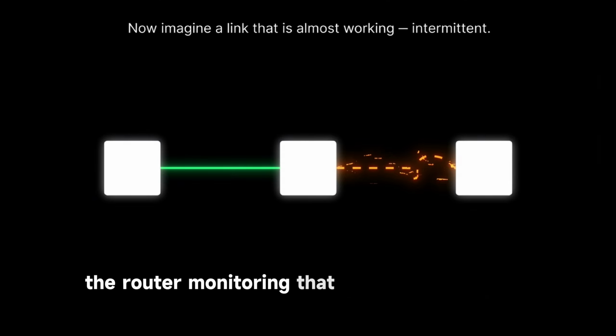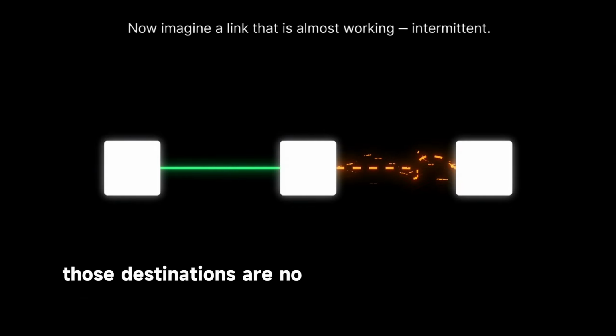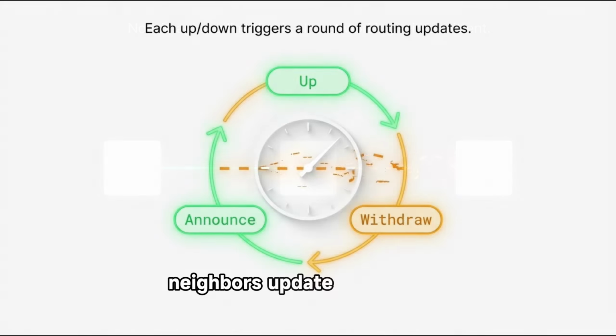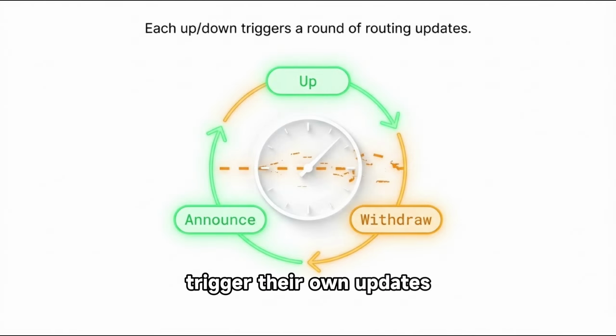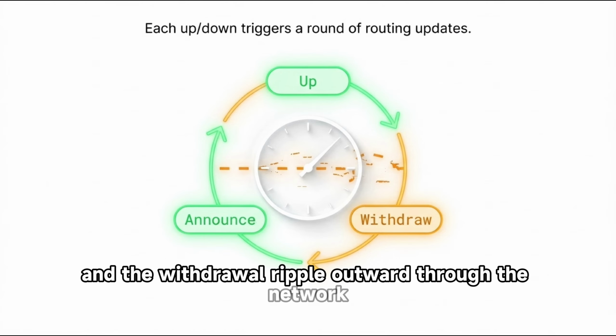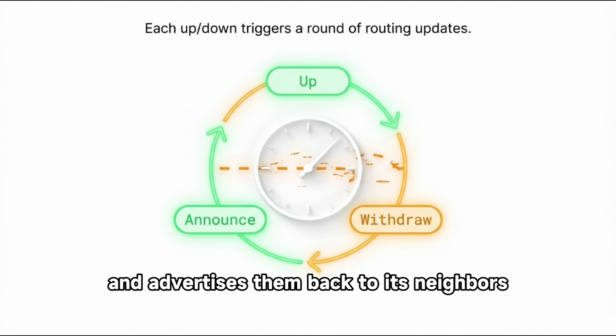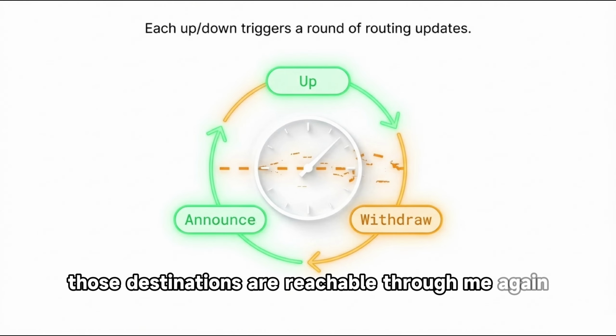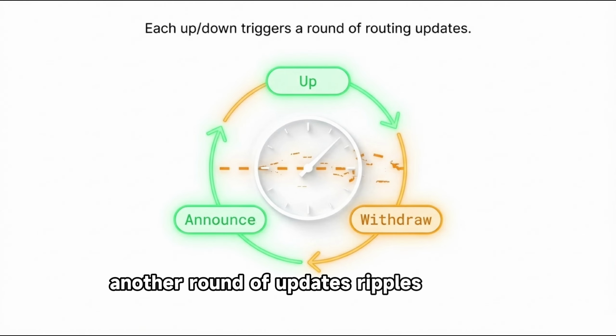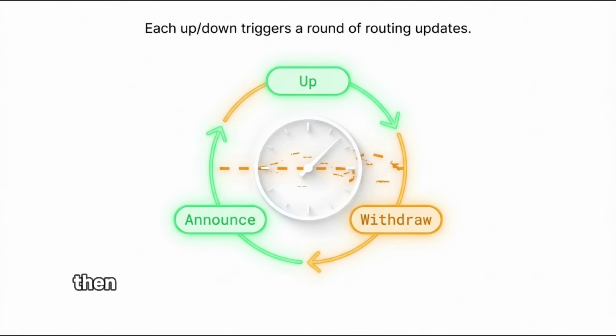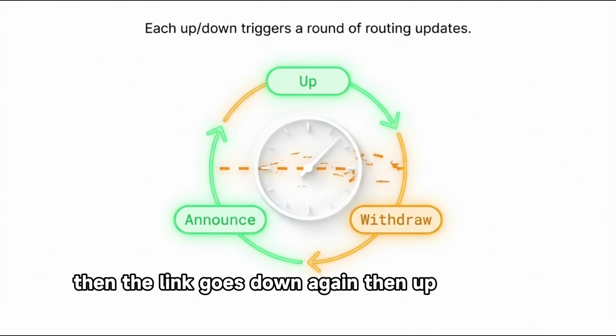The router monitoring that link sees it go down. It withdraws the routes that depended on it, sending updates to its neighbors: those destinations are no longer reachable through me. Neighbors update their tables, trigger their own updates, and the withdrawal ripples outward through the network. Traffic reroutes. Then the link comes back. The router detects it's up again, reinstalls the routes, and advertises them back to its neighbors: those destinations are reachable through me again. Another round of updates ripples outward. Traffic shifts back. Then the link goes down again, then up, then down.